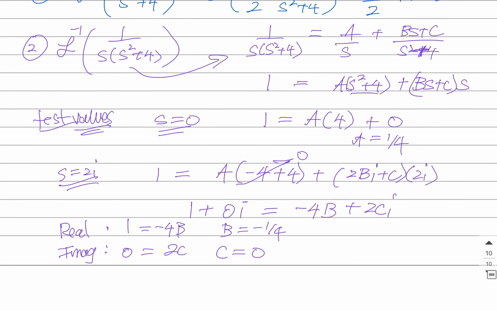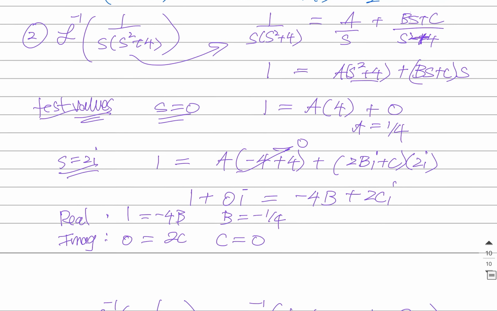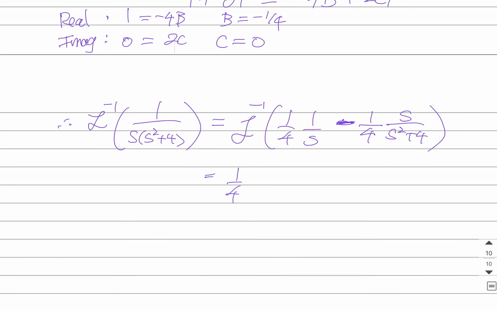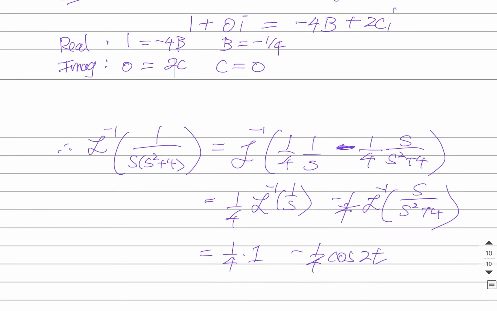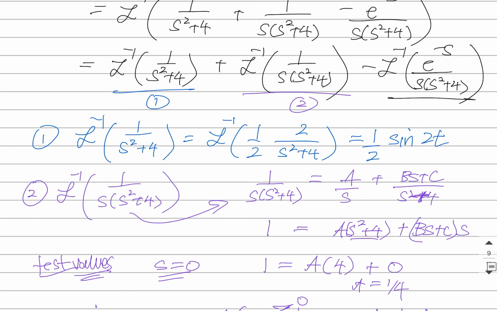So if you scroll back up here, we found that a is 1/4, b is negative 1/4, and c was 0. So that term just vanished. Linearity kicks in. We'll have 1/4 Laplace transform of 1 over s, subtract another quarter s over s squared plus 4. Both of these transforms are straightforward to get. We'll get 1/4 times 1 minus 1/4 cosine of 2t. Now that's important. We're going to need this term. And the reason we're going to need this term is because it effectively appears again in this third expression.